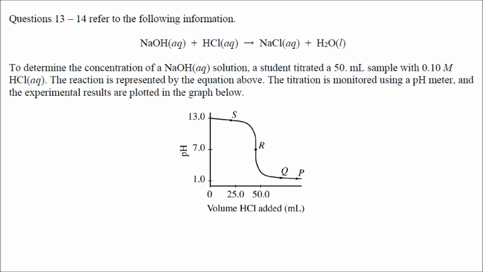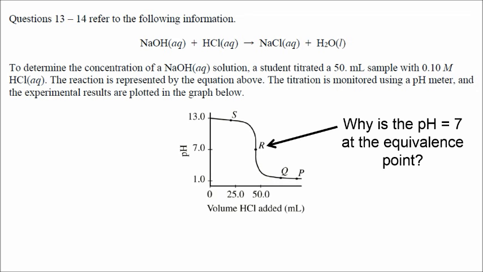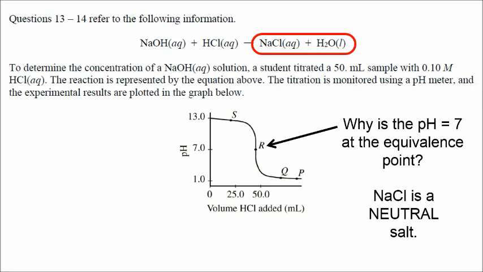Questions 13 and 14 refer to a strong base, strong acid titration. We have sodium hydroxide and hydrochloric acid, and the products of the reaction are just sodium chloride and water. The pH is 7 at the equivalence point because sodium chloride is a neutral salt.